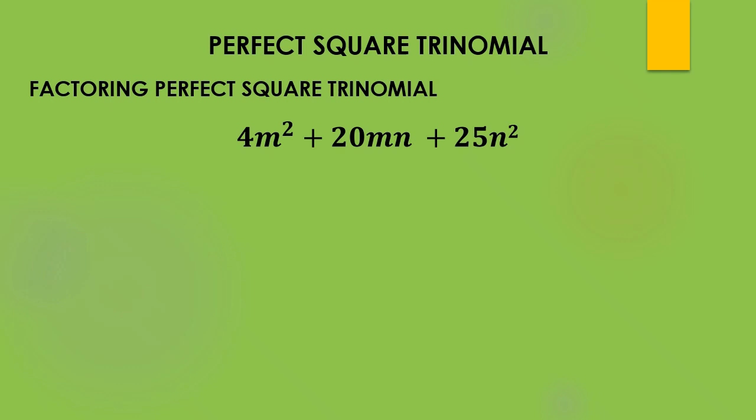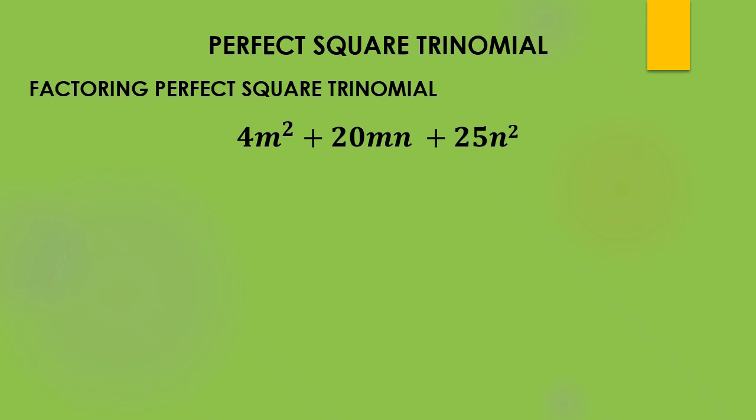B. So the middle term must be twice the product of A and B. So our A here is 2m and our B is 5n. What is the product of A and B? 2m times 5n will give us 10mn. And then multiply it by 2. 2 times 10mn will give us 20mn, which is the middle term. So this is a perfect square trinomial.